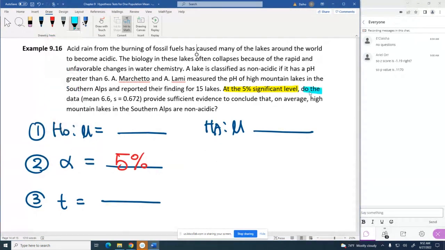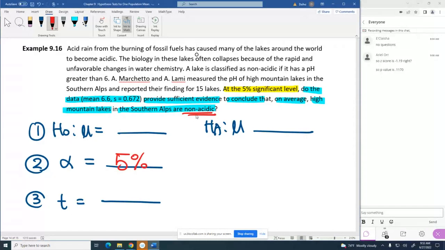And what is the claim? The claim is: do the data provide sufficient evidence to conclude that, on average, the high mountain lakes are non-acidic? Non-acidic. Anybody who majors in biology? Uh-oh. No biology.